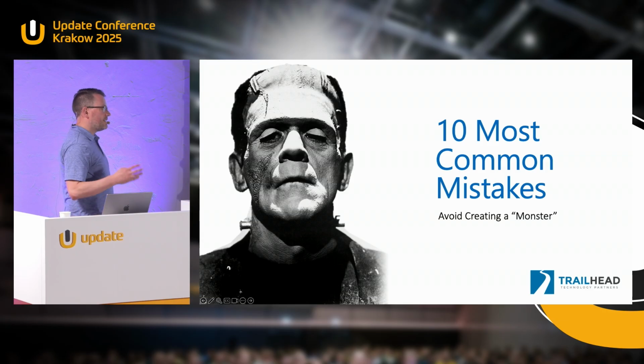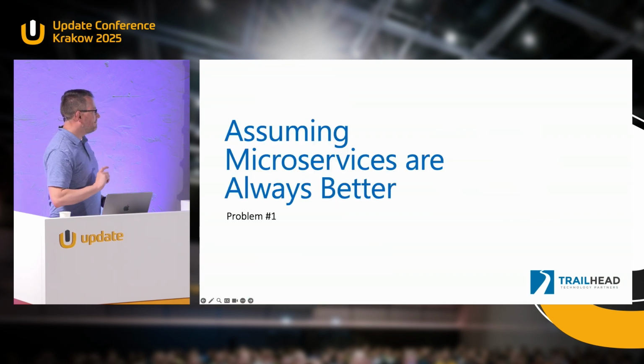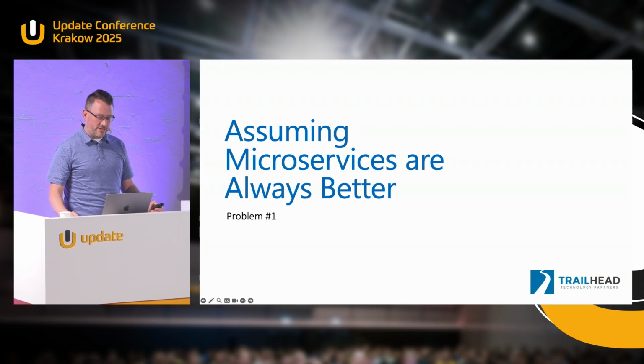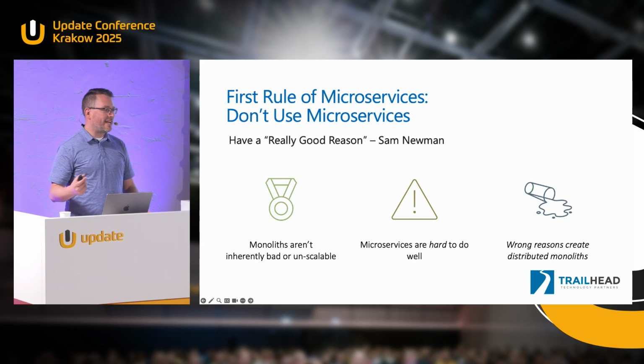So let's jump into the 10 most common mistakes that I see so that you can avoid creating one of these distributed monolith monsters yourself. Problem number 1 is assuming that microservices are better than a monolith. There's reasons to build microservices. There's reasons not to build microservices, like any architecture, right?